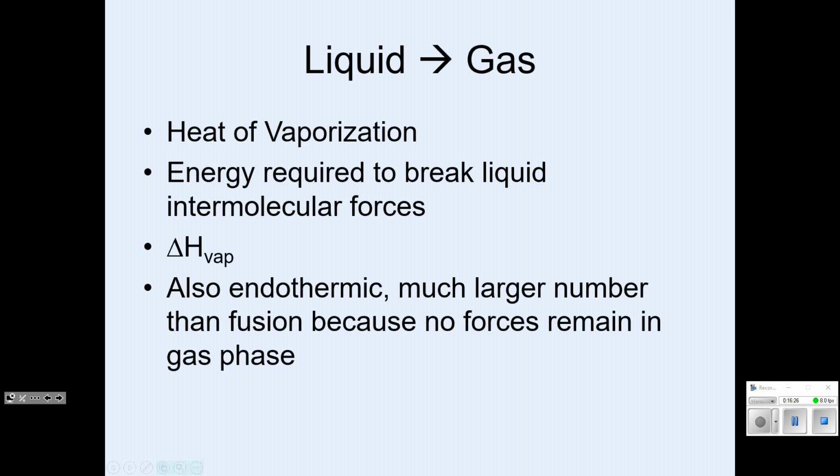Heat of vaporization values are typically larger than heat of fusion values because it takes more energy to completely break all attractive forces rather than just loosen it up a little bit. So sometimes you could compare those two numerical values as well, which is what I'm kind of referring to with this last bullet point here. It's a much larger number than heat of fusion.